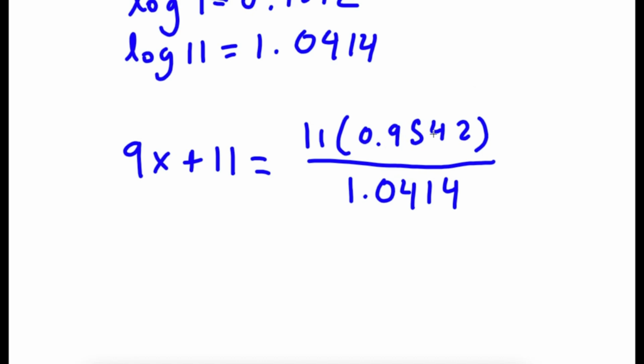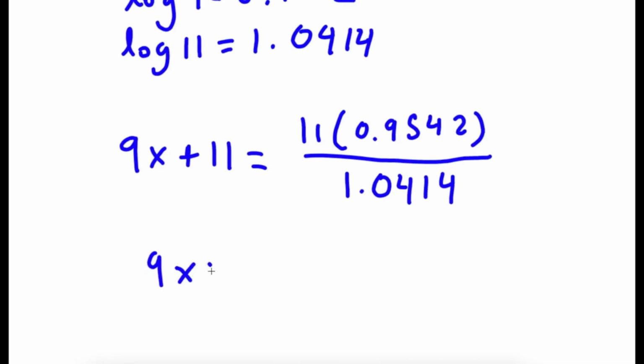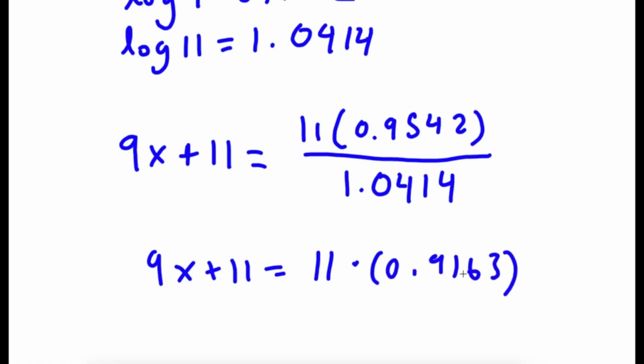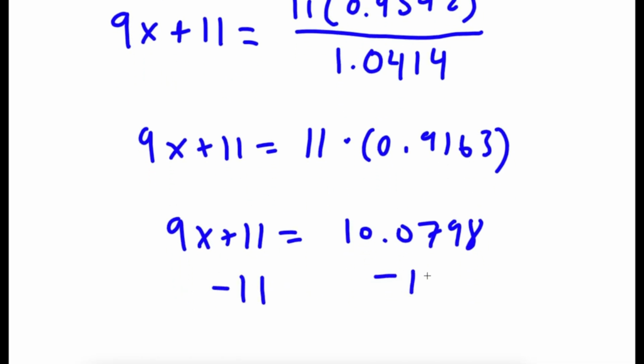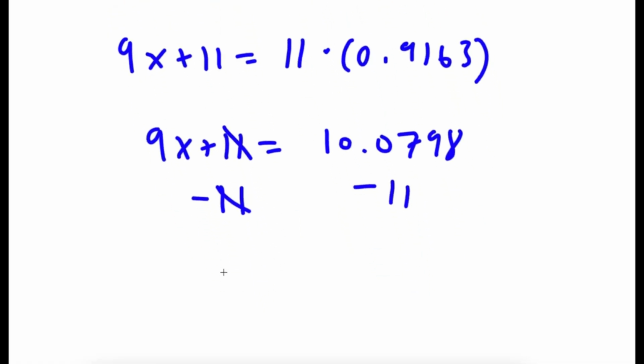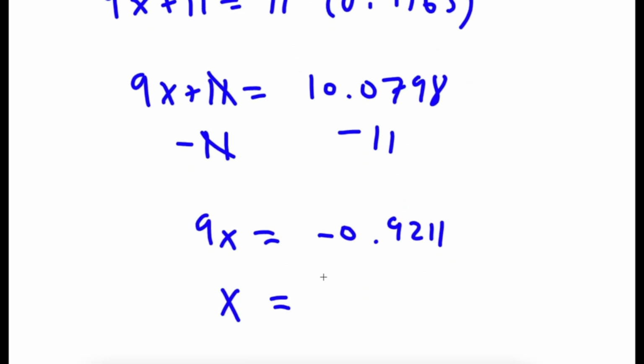Now 0.9542 over 1.0414, that's going to equal 0.9163, so 11 times 0.9163, which is equal to 9x plus 11 is equal to 10.0789. So I have this minus 11. So now I have 9x is equal to negative 0.9211, meaning x is equal to negative 0.1023.